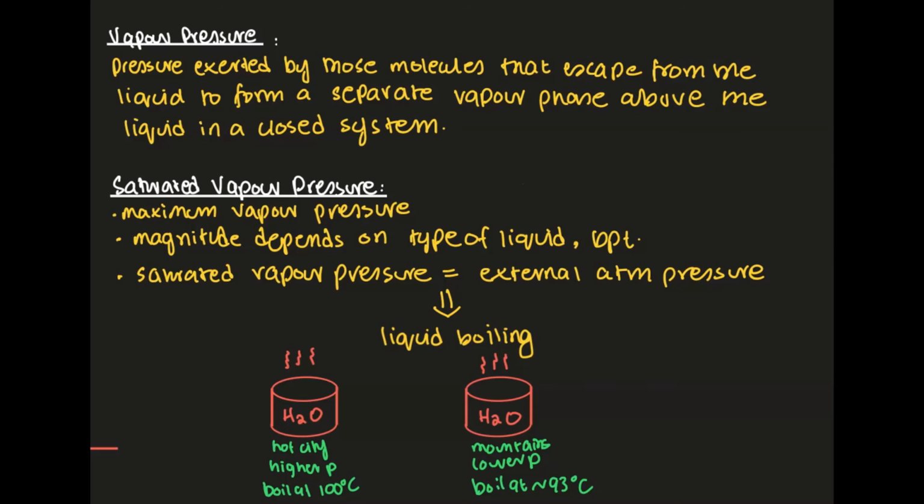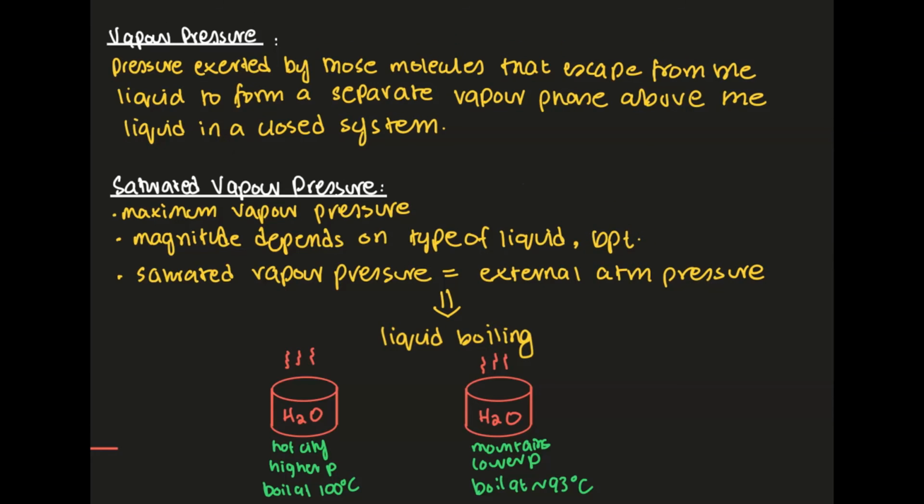top of your container. Now let's take a look at the term saturated vapor pressure. Saturated vapor pressure refers to the maximum vapor pressure that can be exerted, and the magnitude of this depends on the type of liquid. The type of liquid you have is going to affect the type of intermolecular forces. The type of intermolecular forces are also going to determine the value of the saturated vapor pressure and also the boiling point.